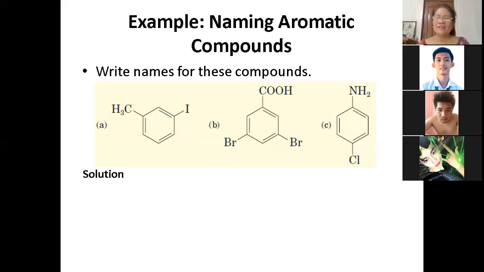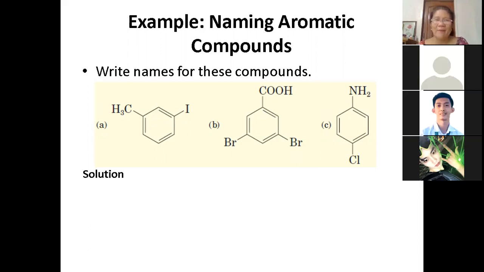Okay. Don, can you give me the name? This is benzoic acid. Your parent name is benzoic acid. Where can you count number 1? Don, your parent name is benzoic acid. So carbon 1 is here, then 1, 2, 3, 4, 5.